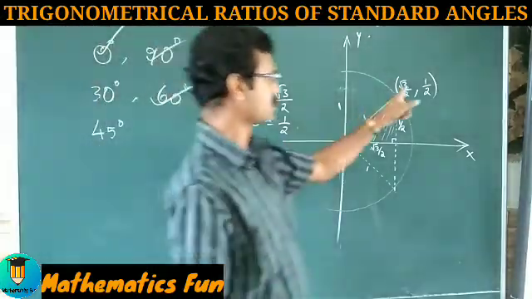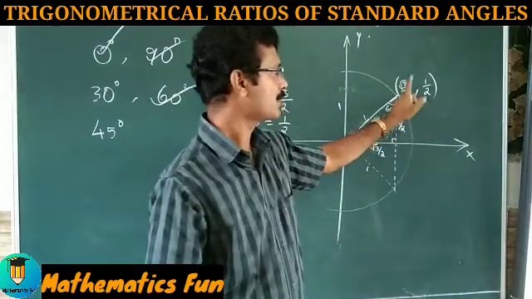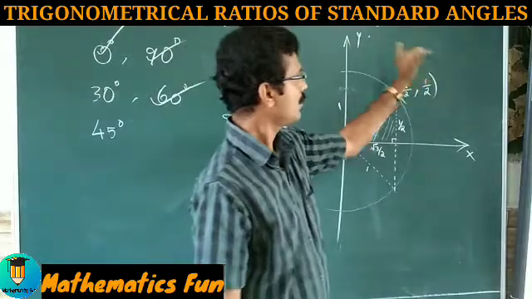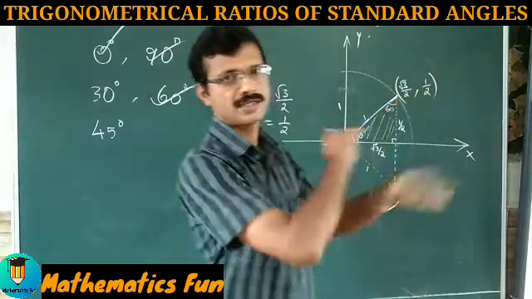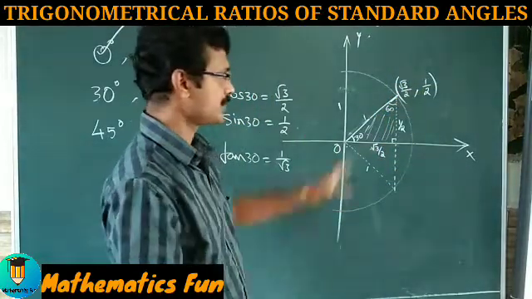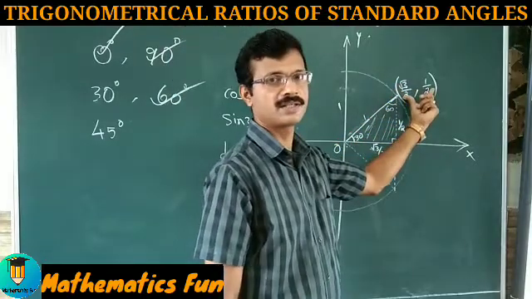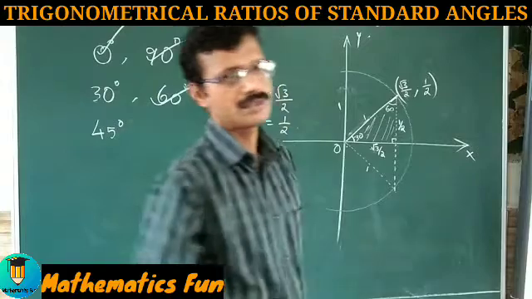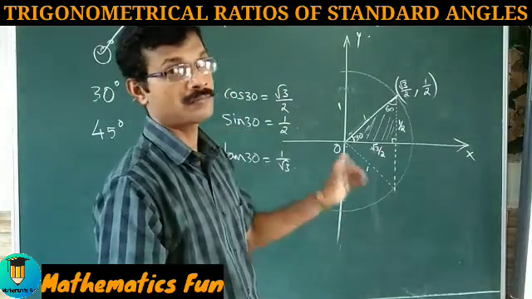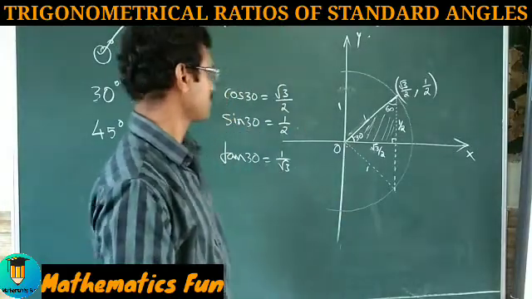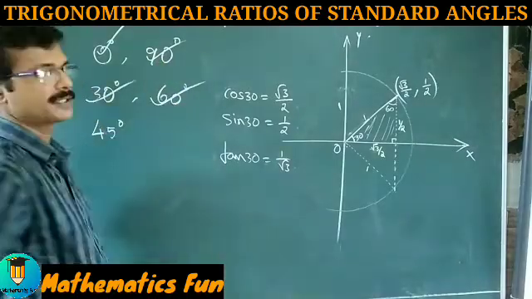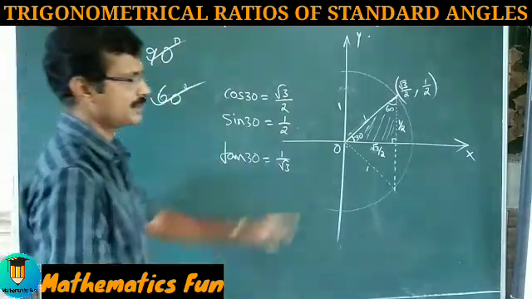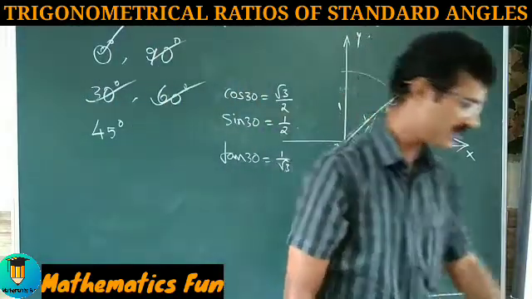So with respect to 30 degree, the coordinates are root 3 by 2, 1 by 2, but with respect to 60 degree, they are 1 by 2, root 3 by 2. They are just interchanged. So if you memorize the coordinates, it is very easy: 30 degrees is root 3 by 2, 1 by 2, and 60 degrees is 1 by 2, root 3 by 2. So 0, 90, 30, 60 are over. Everything I explained with the help of the unit circle.